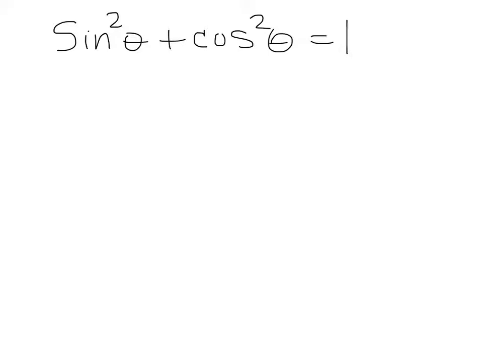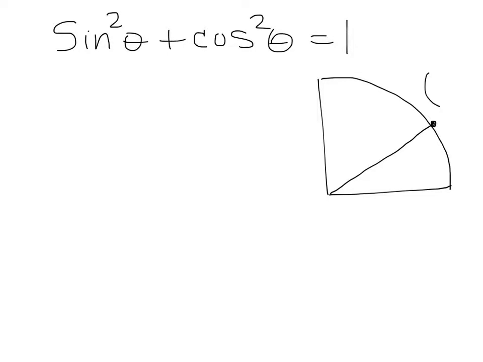Now, let me show you where this comes from. If we take a point on the unit circle, and let's just take a point in quadrant 1 to make life simple, and let's use a 30-degree angle. This point out here has coordinates √3 over 2 and 1/2.